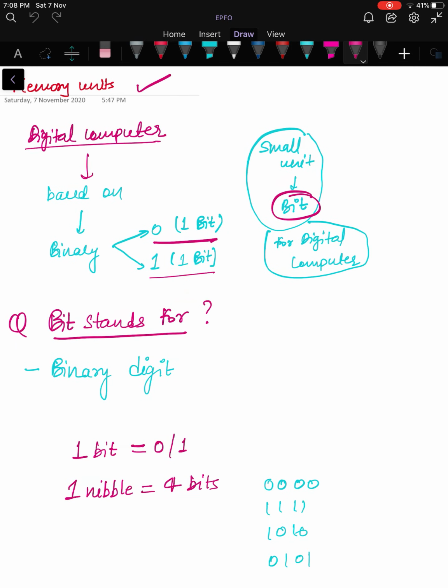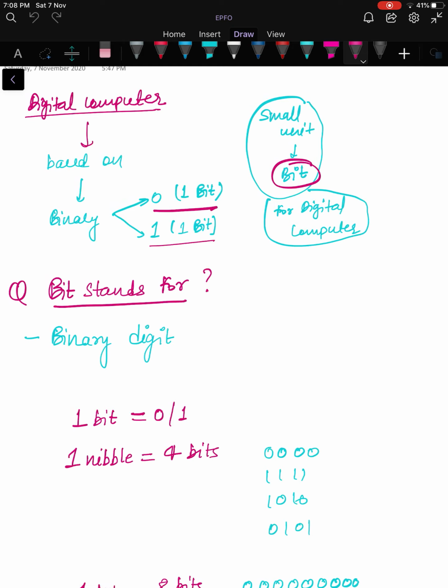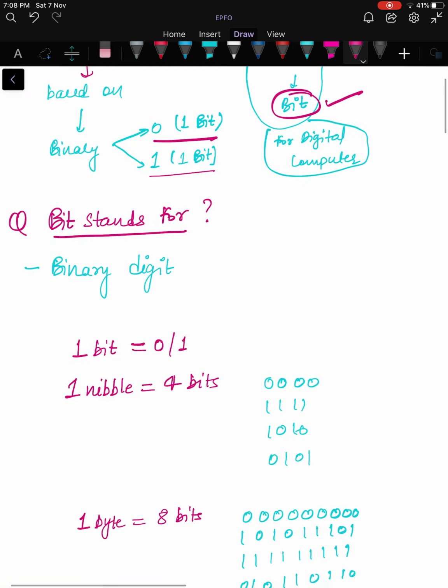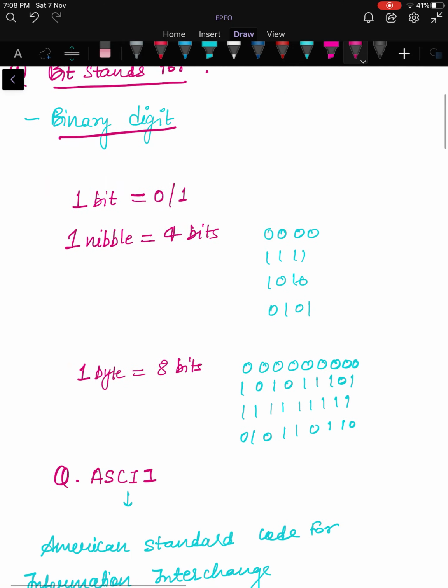So first we'll cover the memory units chapter. A digital computer is based on binary. Binary can be 0 and 1. So 0 can be 1 bit and 1 can also be 1 bit. The smallest unit for a digital computer is a bit. Bit stands for binary digit. 1 bit equals 0 or 1.